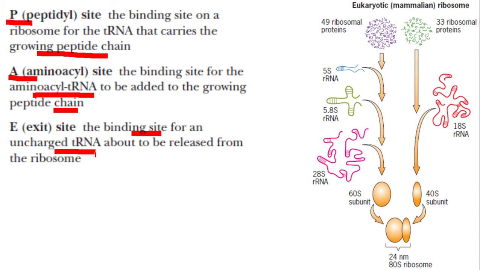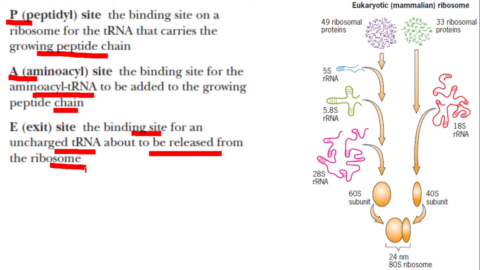That means the tRNA carrying the amino acid came to the A site. The amino acid is used for peptide synthesis. Now the tRNA is not carrying any amino acid. That tRNA will be released from the ribosome.